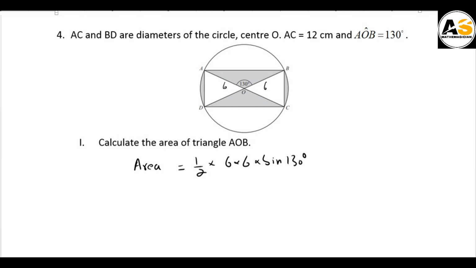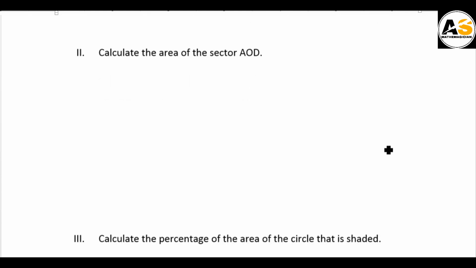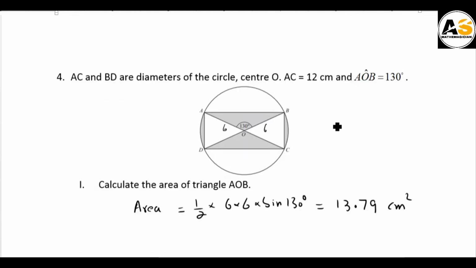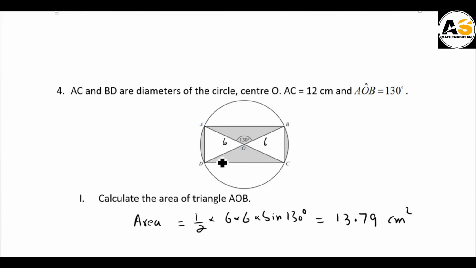So what will be this area? With the help of calculator, you will find this is 13.79 centimeter square. In the second part, we have to find the area of sector AOD. This is sector AOD. What is the angle of this sector? This angle will be 180 minus 130, which will be 50. So we have to find the area of this sector.